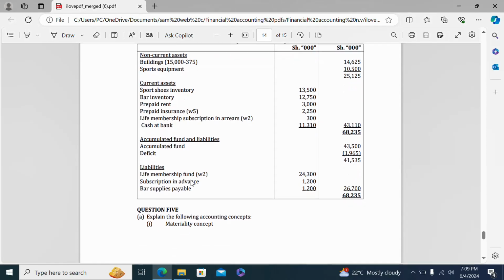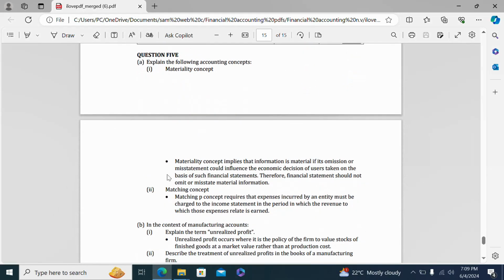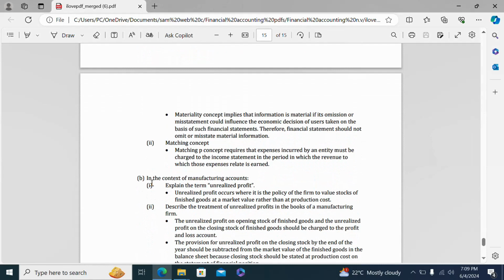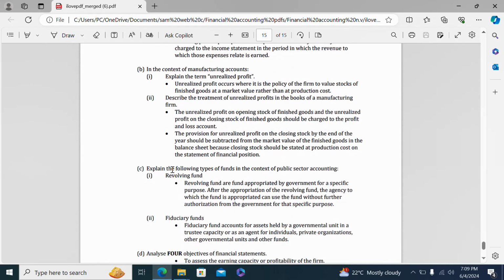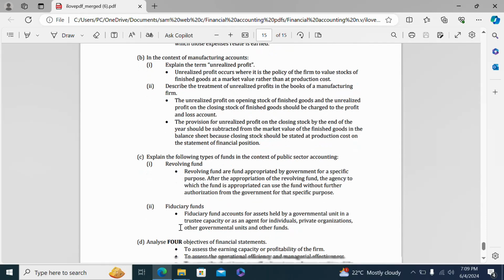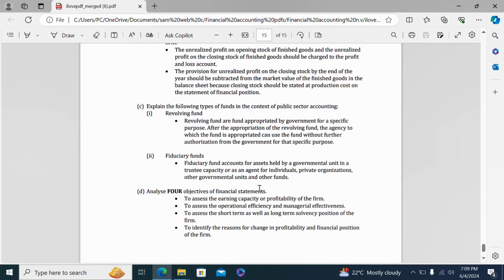So we continue to the final question, which is question 5. Explain the following accounting concepts. We have the materiality concept, it is explained below. The matching concept is explained. And part B, in the context of manufacturing accounts, explain the term unrealized profit, so it is explained. Describe the treatment of unrealized profit in the books of a manufacturing firm. This is the treatment as explained. Part C, explain the following types of fund in the context of public sector accounting, revolving fund and fiduciary fund. So these are explained. Then analyze four objectives of financial statement analysis.